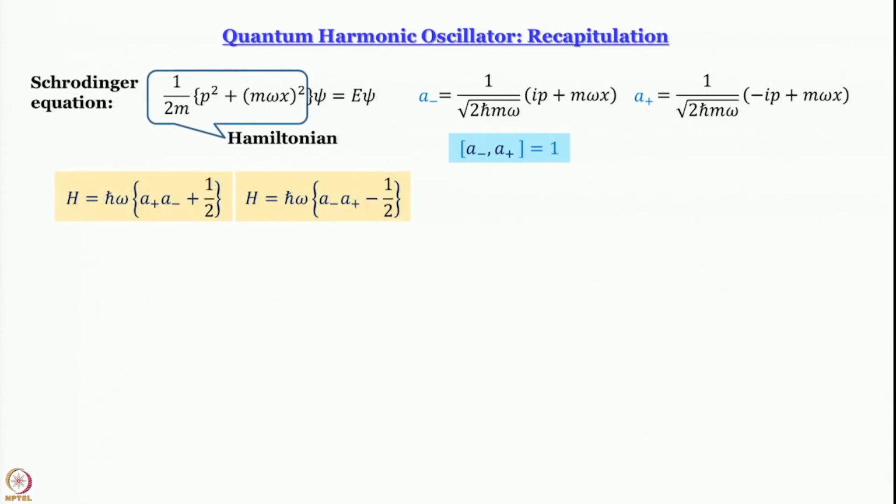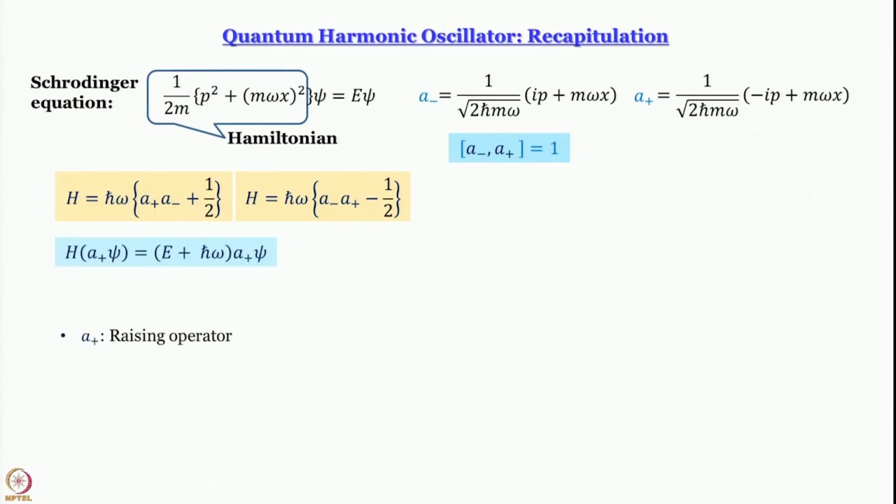So, there are 2 ways in which we can write it, because the operators do not commute with each other. H can be written as h cross omega multiplied by (A plus A minus plus half), or you can write h cross omega (A minus A plus minus half). Remember, A plus A minus and A minus A plus are not one and the same, because the commutator is 1 and not 0. Which one do we use? We use any one of these forms, whichever is convenient for the particular problem we are trying to solve.